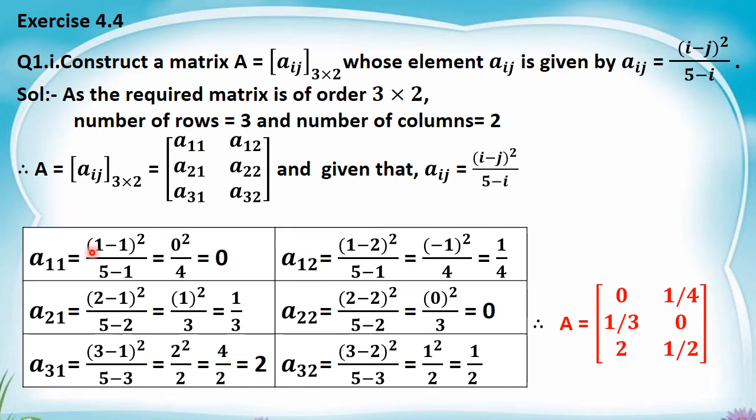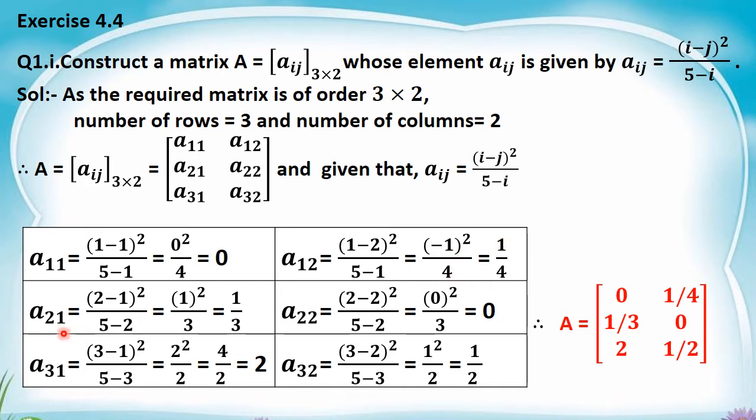That is, we can use this formula to get each element of this matrix. First, let us calculate the element a11. The formula is given, (i minus j) the whole square upon (5 minus i). So, 1 minus 1, both i and j are 1, the whole square upon 5 minus 1. 1 minus 1 is 0. 0 square upon 4 is equal to 0. a12: 1 minus 2 the whole square upon 5 minus 1 is equal to (minus 1) the whole square upon 4, equal to 1 upon 4.